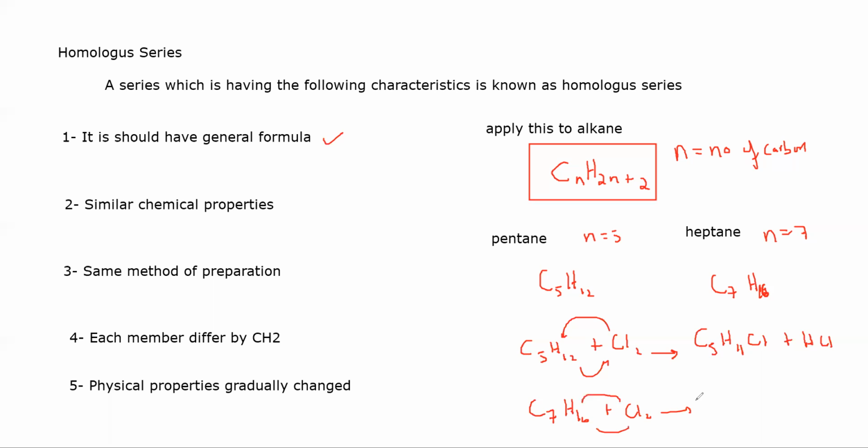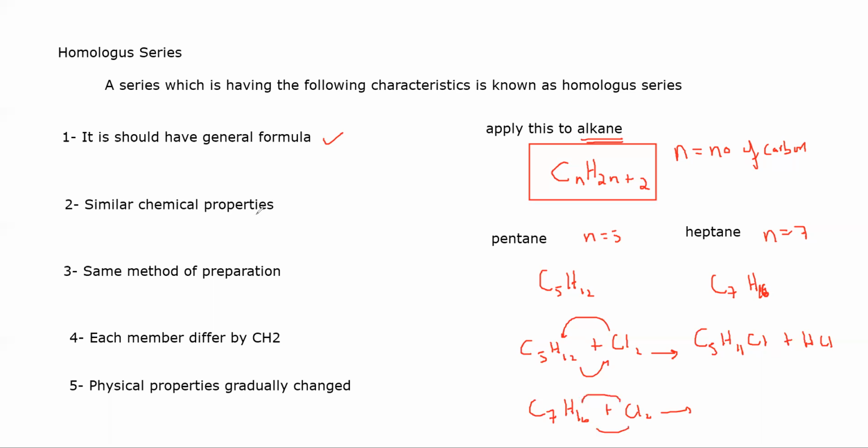Sir, can you repeat? The first thing is they should have a general formula. So when we are checking whether alkane is a homologous series, how do we identify it? The first category: it should have a general formula. As we know, alkane has a general formula. Using this formula, we can find any alkane: pentane, heptane, hexane, octane. So that's the first tick for alkane.